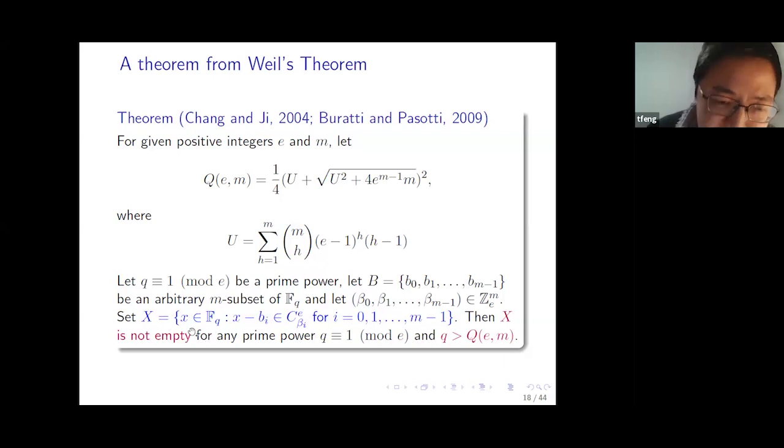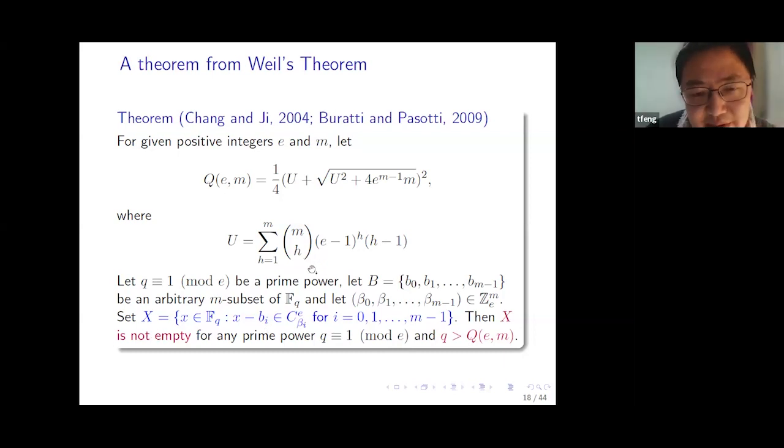In the capital X, we have some elements x, and we require each x to satisfy that x minus some element Bi belongs to a cyclotomic class. We want to know whether the set X is non-empty, which also means whether there is an element x such that x minus Bi belongs to a certain cyclotomic class. And this theorem says that when q is sufficiently large, such a capital X is not empty.